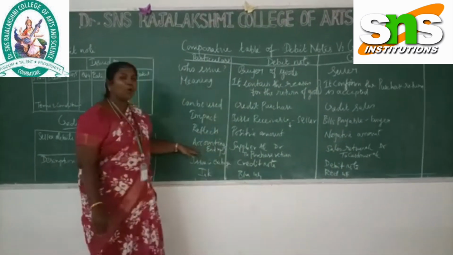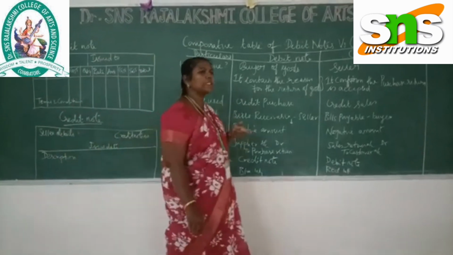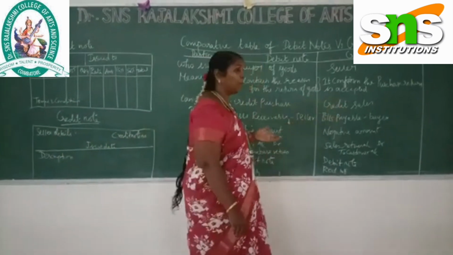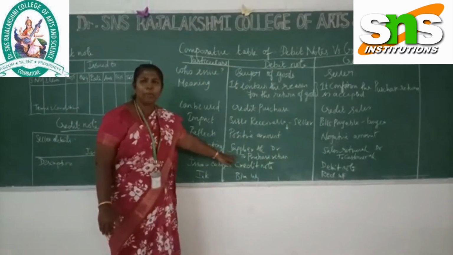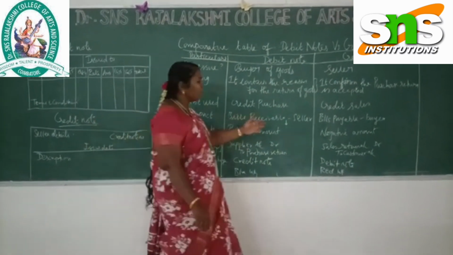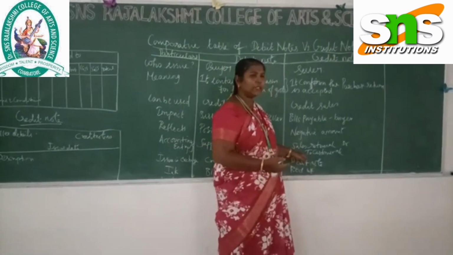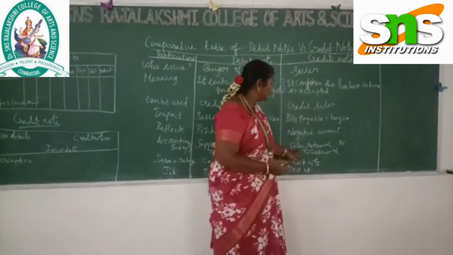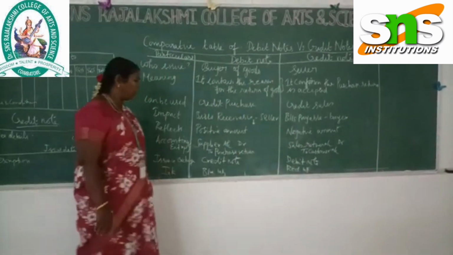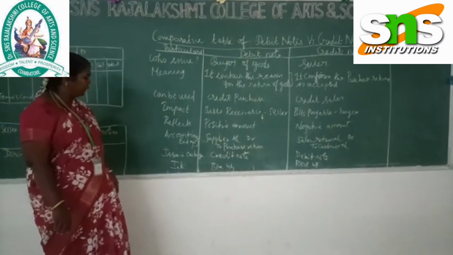And how will the accounting entry occur? For example, if we purchase goods, what is the entry? Purchase account debit to supplier. When we return the goods, what will we write? Supplier account debit to purchase return. Likewise, when we sell the goods, customer account debit to sales. In the sales return book, sales return account debit to customer account. This is the way the accounting entry is made in the debit note and credit note books.